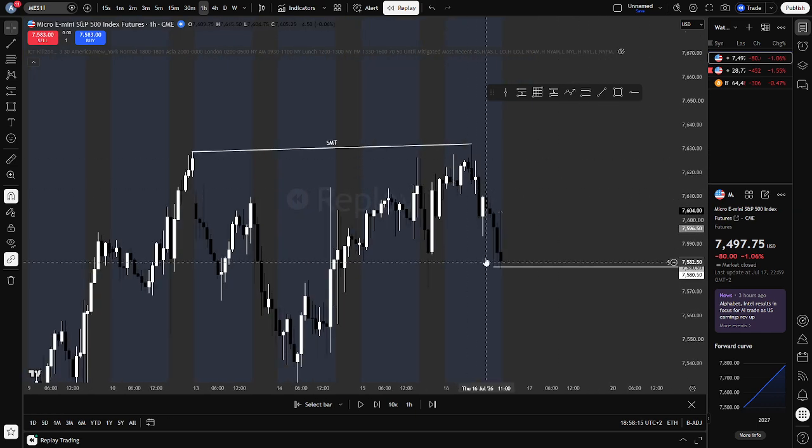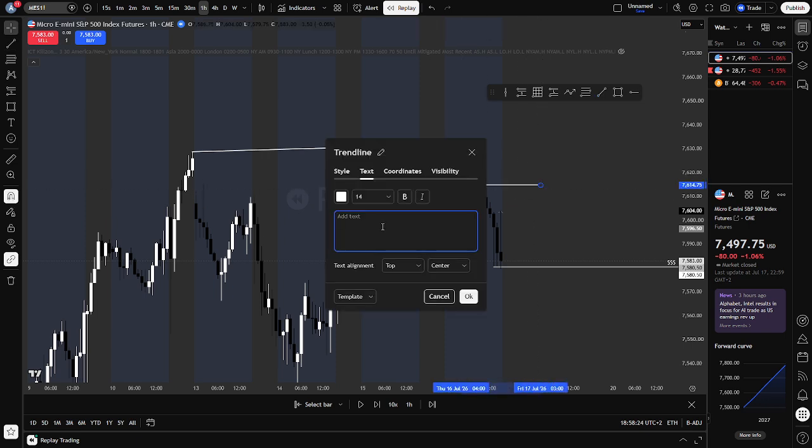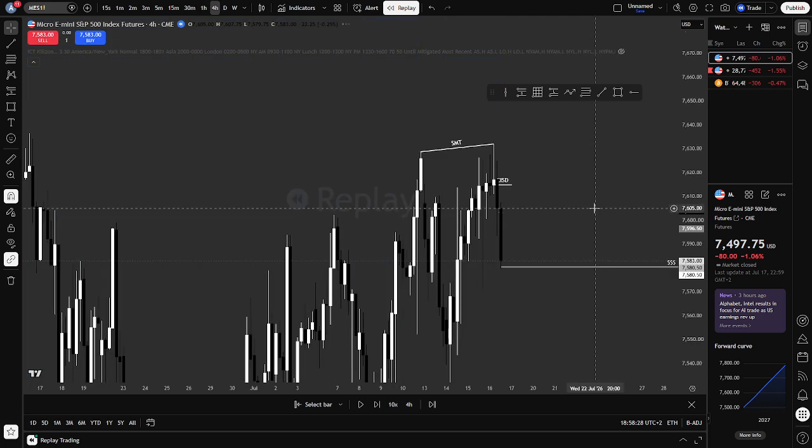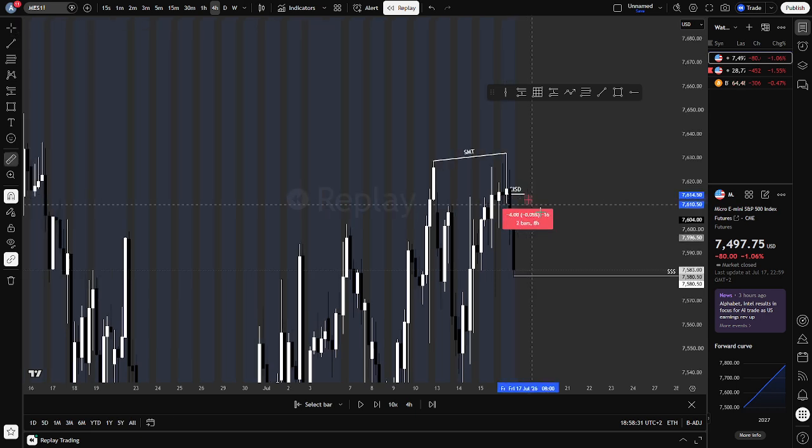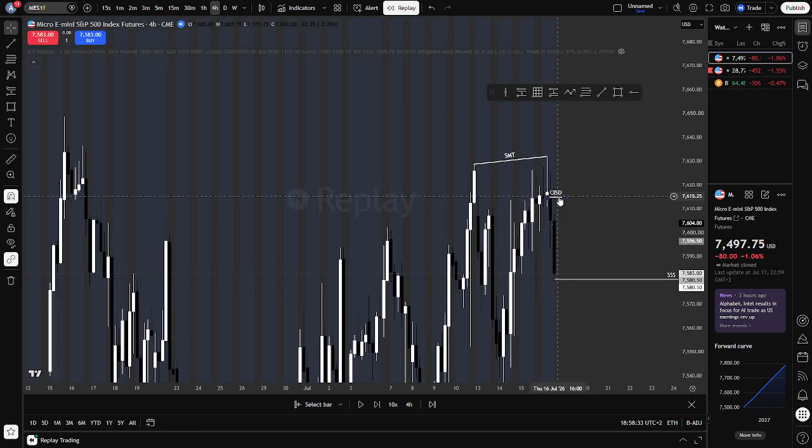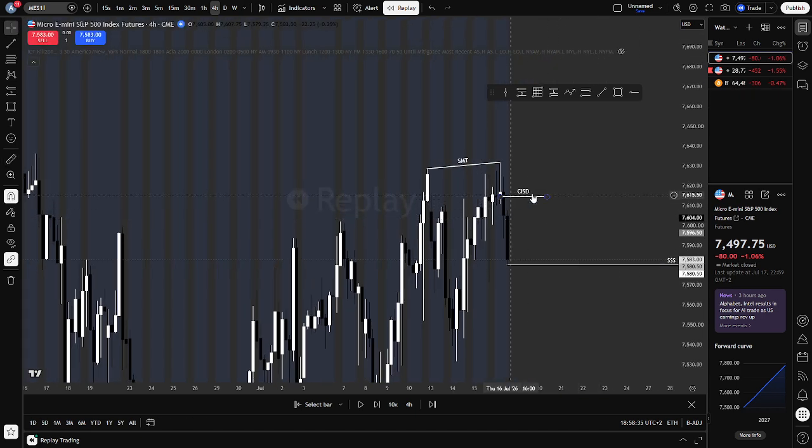Another thing, we can see the reaction off of it. We can see we make change in the state off of the beautiful SMT. So change in the state on the hourly. Also, if you look over to the 4-hour, change in the state up here. Okay, change in the state up here.